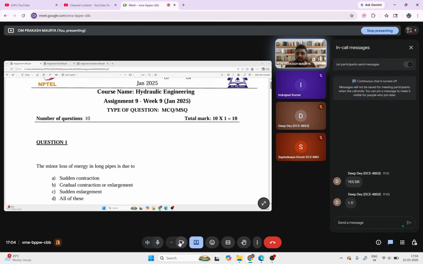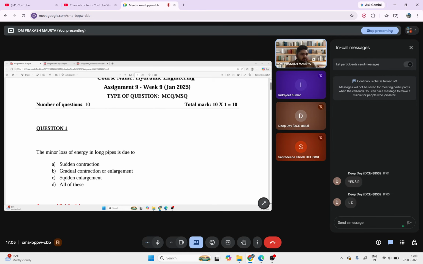So okay, let us start. Question 1. The minor loss of energy in a long pipe is due to: option A, sudden contraction; option B, gradual contraction or enlargement; option C, sudden enlargement; option D, all of these. So here Deep is telling option D is correct, all of these. Okay, so other participants, you can also just try to write your answer.